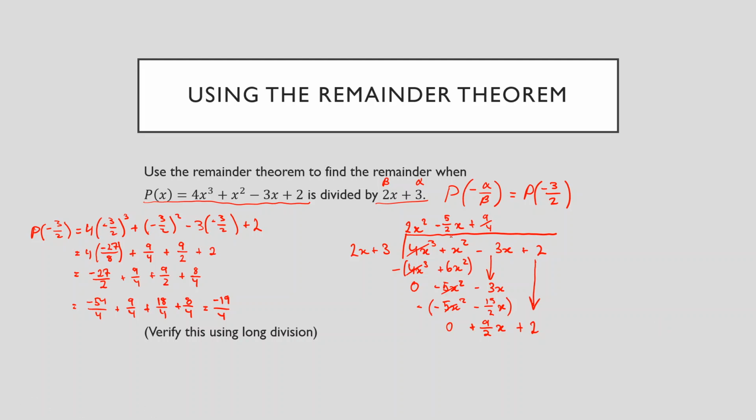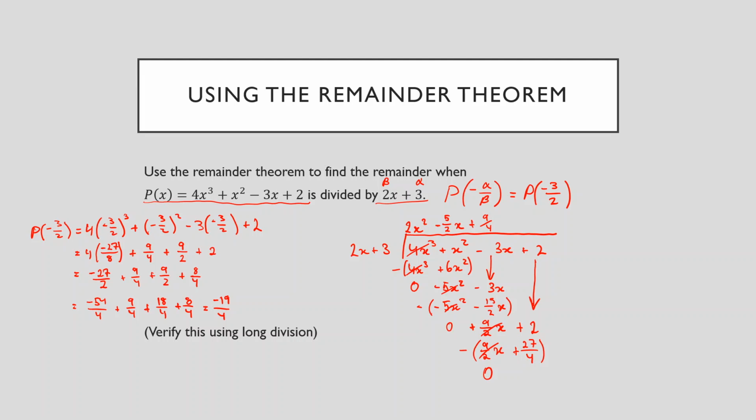Multiply 9 over 4 times 2x. We should just get 9 over 2x back. And 9 over 4 times 3, we just multiply the 9 and the 3 and you get 27. So 27 over 4. Finally, we subtract 9 over 2x minus 9 over 2x, cancels out, becomes 0. 2 minus 27 over 4.